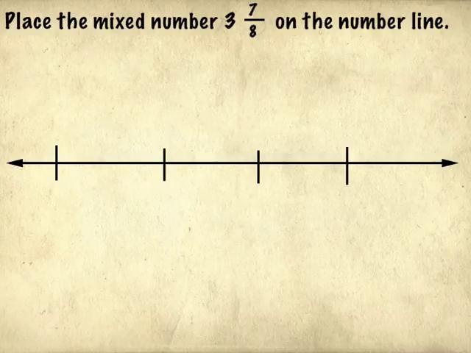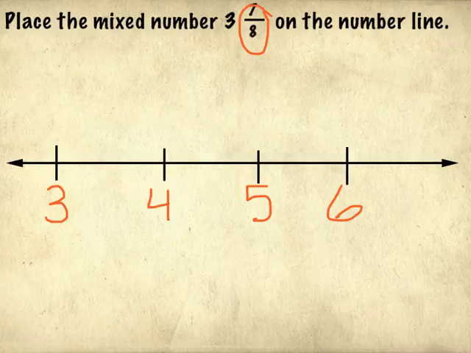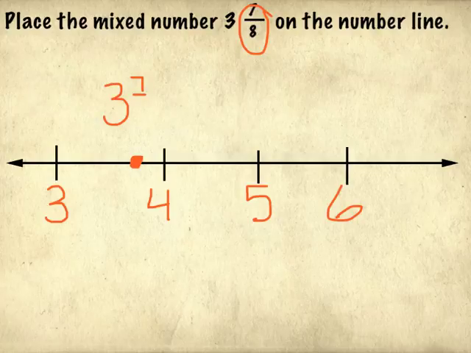This one's a little trickier. They've asked me to place the mixed number 3 7/8 on the number line. So I'll go through and label that: 3, 4, 5, 6. Now 3 7/8. 7/8 means not quite one whole, but close to a whole. So if I took this space in between 3 and 4 and divided it into 8 equal parts, 7 of them would be filled in. I'm just going to estimate for this. I don't really need to take a ruler and divide it into 8 equal parts. 7/8 would probably be about here. This would probably be 3 7/8 because it's close to 4, but not quite there.